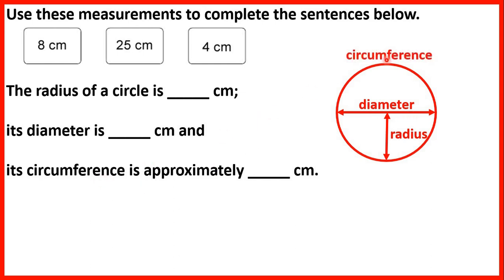Now the circumference is the distance all the way around the outside of a circle. So the circumference is like the perimeter of a circle. So the radius will be the shortest distance, so we can have a radius of 4 centimeters, and then the diameter will always be double the radius, so double 4 is 8, so we need to use 8 centimeters, and then the circumference, so the distance around the outside, will be the largest value, so that's 25 centimeters.